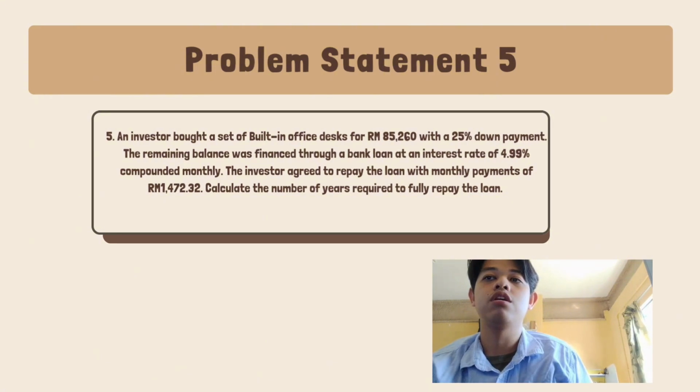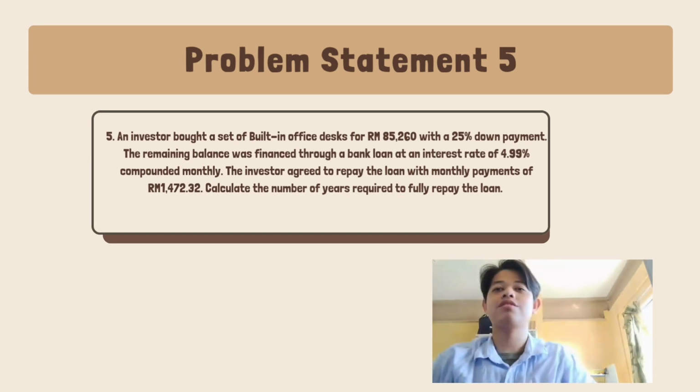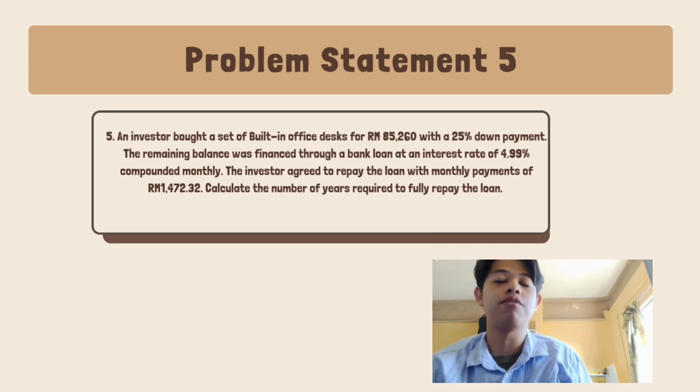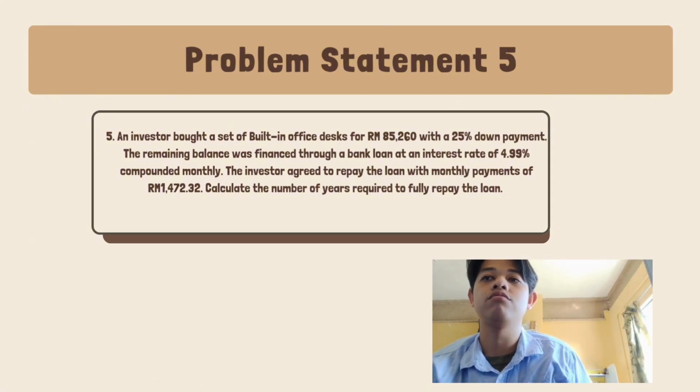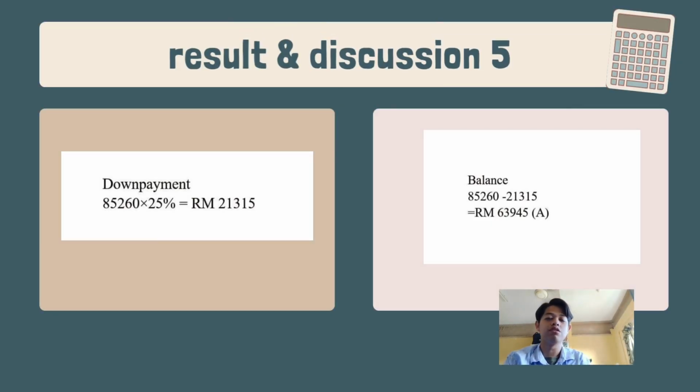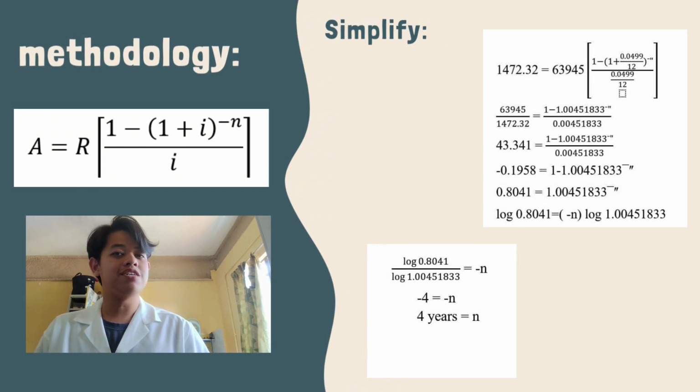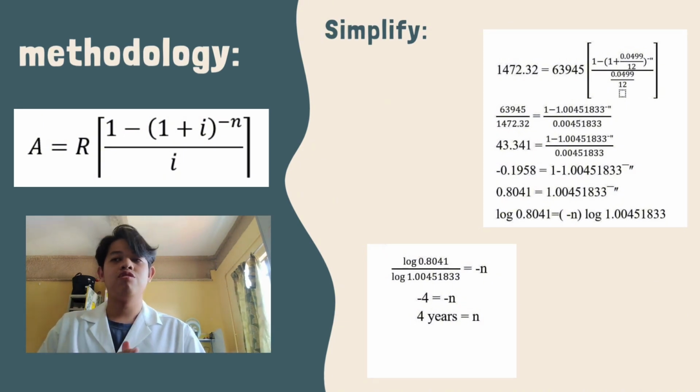So we go to problem statement 5 and the question of 5. An investor bought a set of building for 85,260 ringgit with a 25% down payment. The remaining balance was financed by a bank loan at an interest rate of 4.9% compounded monthly. How to get the balance? The balance is 85,260 ringgit minus 2,350 ringgit, so the answer equals 60,945 ringgit. So the answer is A in the formula. Okay, so let's go to the formula, and you will get 4 years equals n.